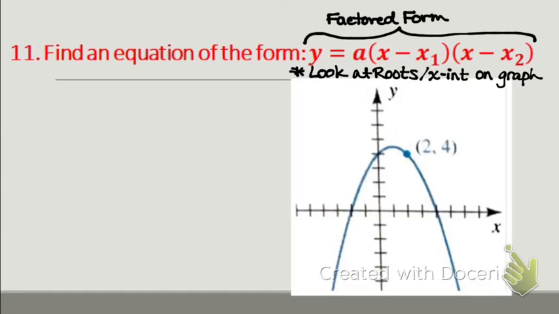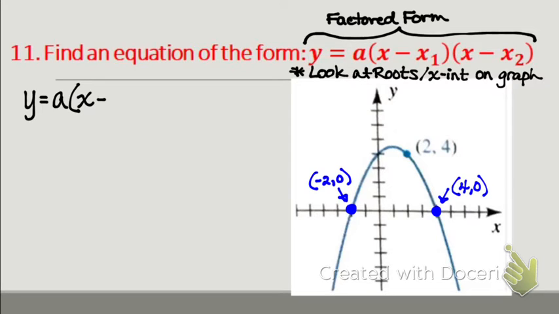Where are my x-intercepts on this graph? -2 and +4. So -2, 0. And over here at +4, 0. So just like we did with the standard form, with this form I'm going to start off just by substituting in what I've got. So x minus -2, that's going to turn into x plus 2. And x minus 4.